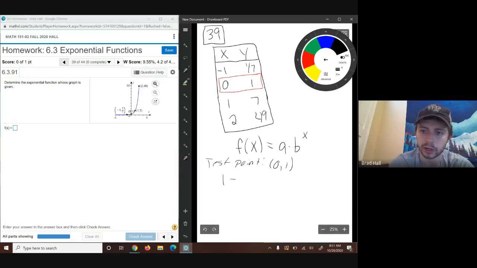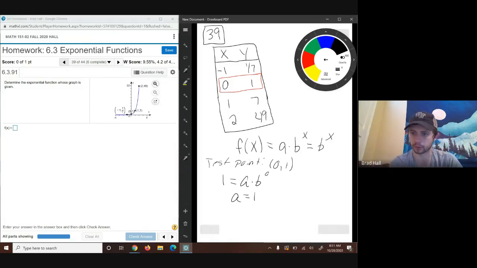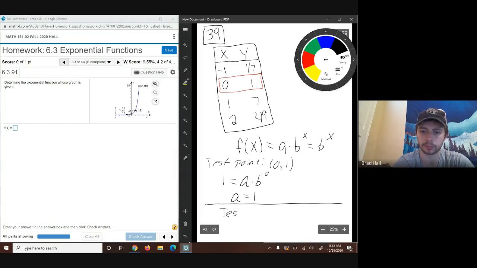Now it says that 1 is equal to a times b raised to the 0 power. But b to the 0 power is just 1. So really it just says that a is 1. Now we can take our original function and replace a with 1. So we simplify it and we just get b to the x. In other words, our vertical stretch is just 1. But we still need to figure out what b is. And so we pick another test point.